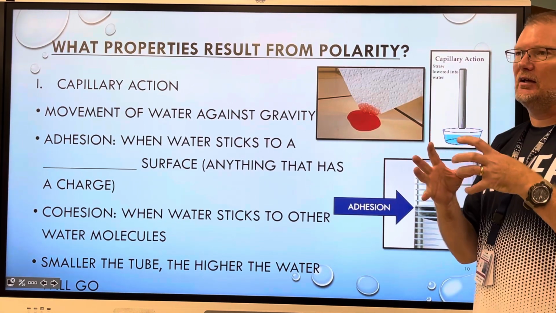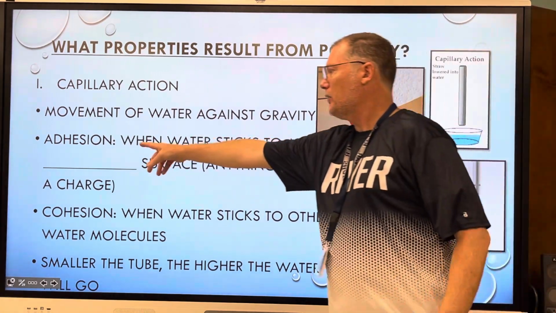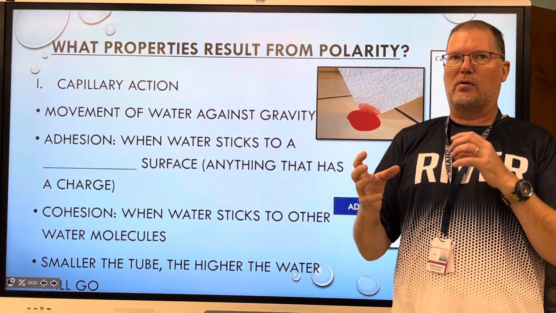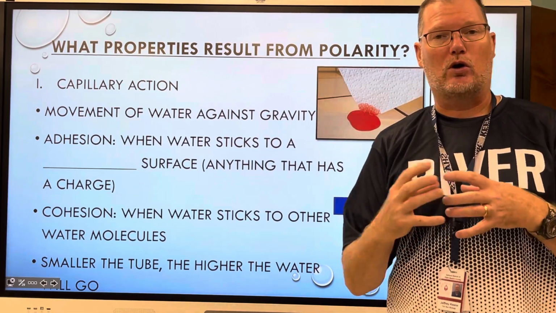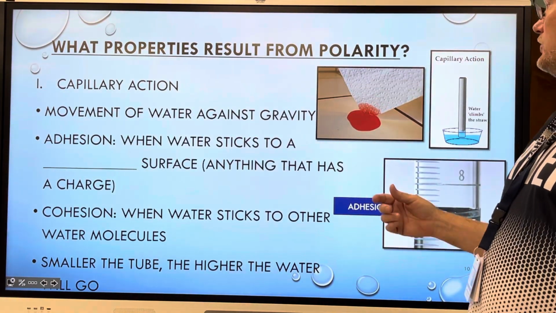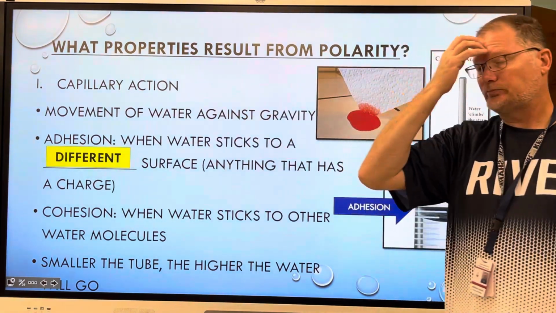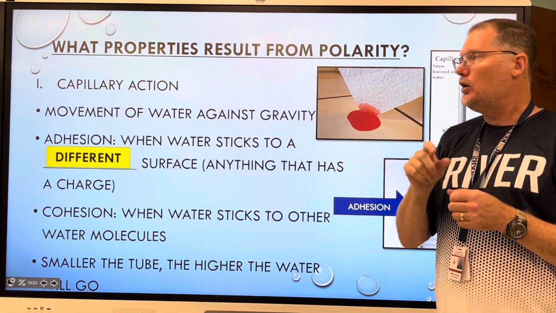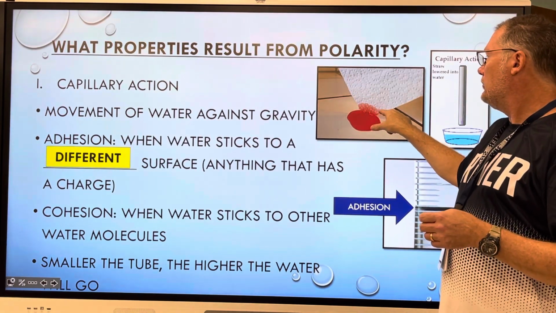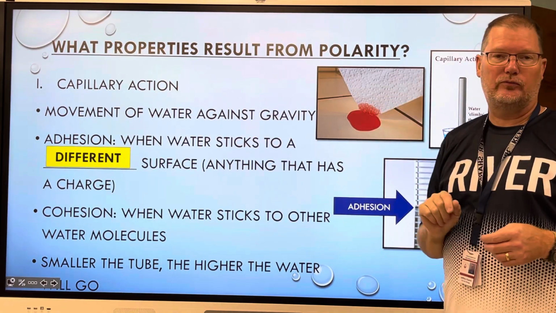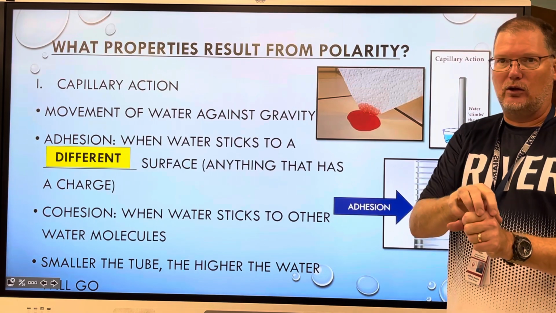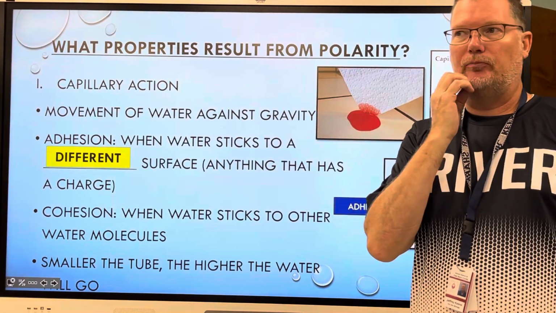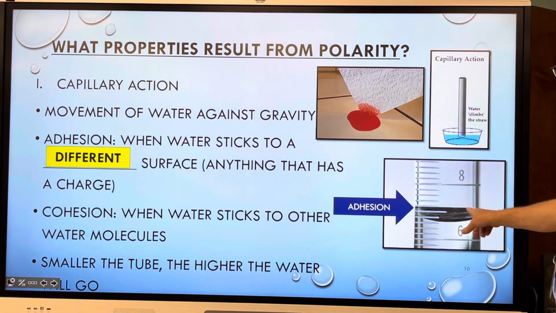It's sticking. This is an adhesive property. This is adhesion. Now we're not talking about water molecules sticking to each other. We're talking about water molecules sticking to other things, different surfaces. So the water molecules will stick to the tiny tube or to the particles of paper towel, and they'll move up. They'll be pulled up into that. Okay?